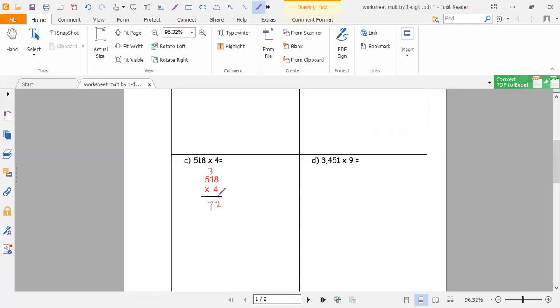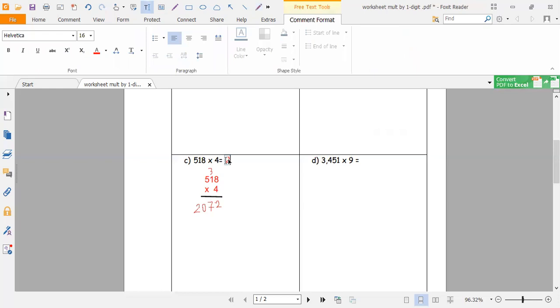Now 4 times 5, 20. We write 20. So the answer is 2072. Now let's do part D.